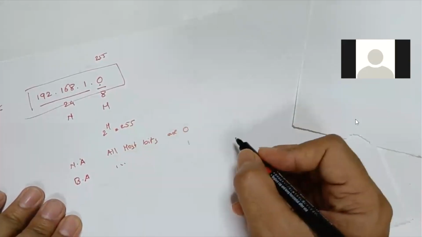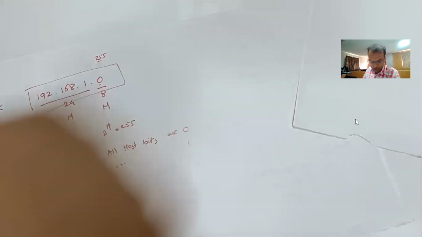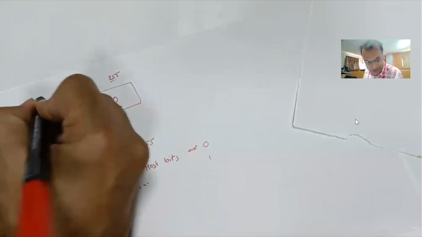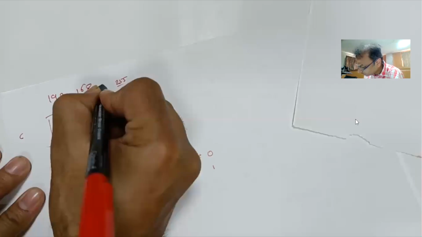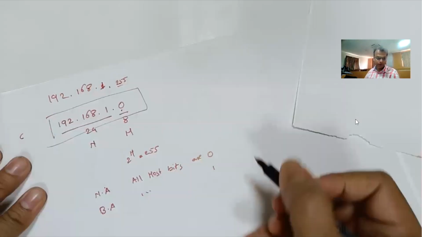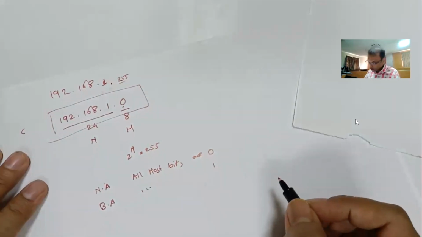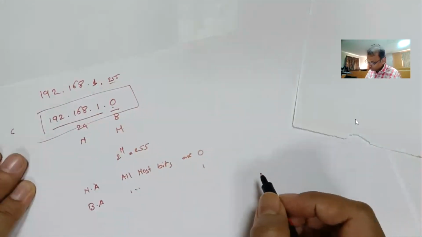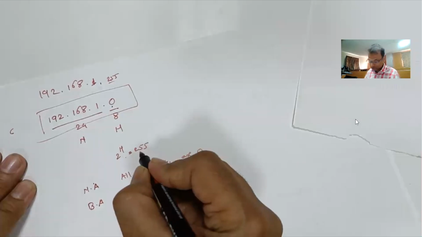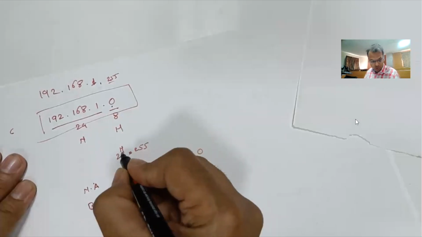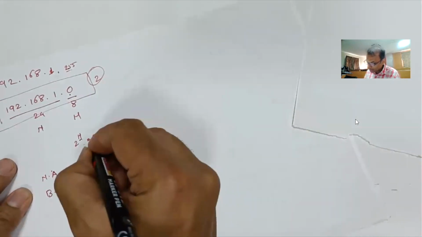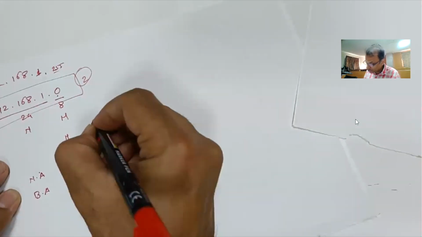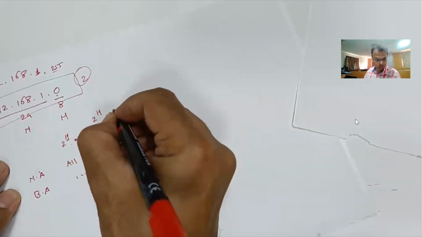255. Yes, 255, and that is right. So the broadcast address for this network will become 192.168.1.255. Correct. So out of 2 raised to h, where h is the number of host bits, 2 IP addresses are gone. So the actual number of IP addresses that you have is 2 raised to h minus 2.